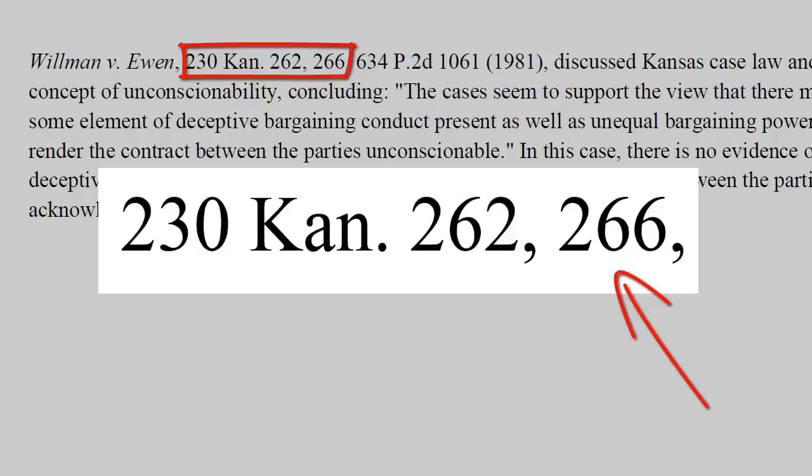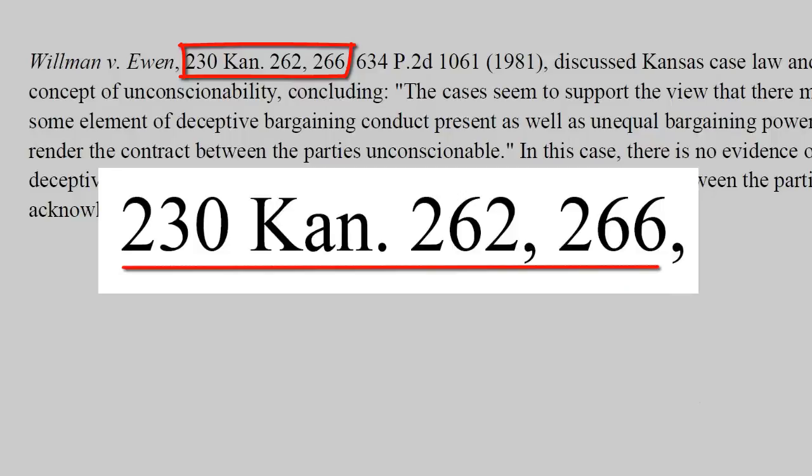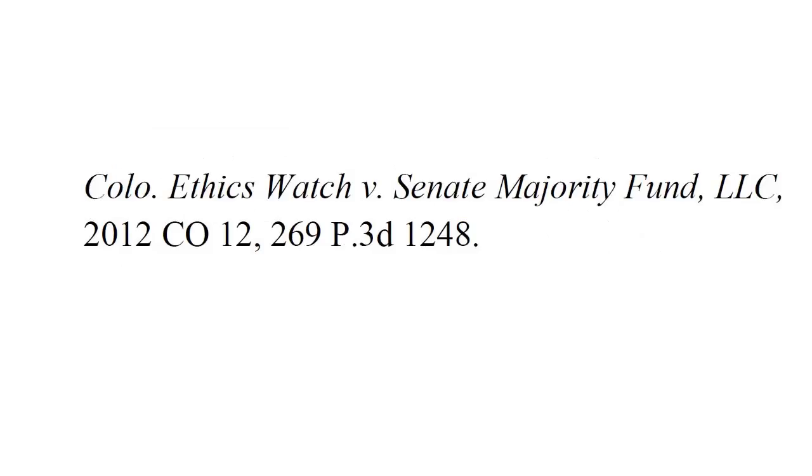So if the decision is published in volume 230 of the Kansas Reports and starts at page 262, and a specific passage being referenced is at page 266, the cite element would conclude 262, 266. In some situations, only one case ID is required. However, as a holdover from pre-electronic retrieval days, some courts and situations require the use of both a primary and a secondary or parallel citation.